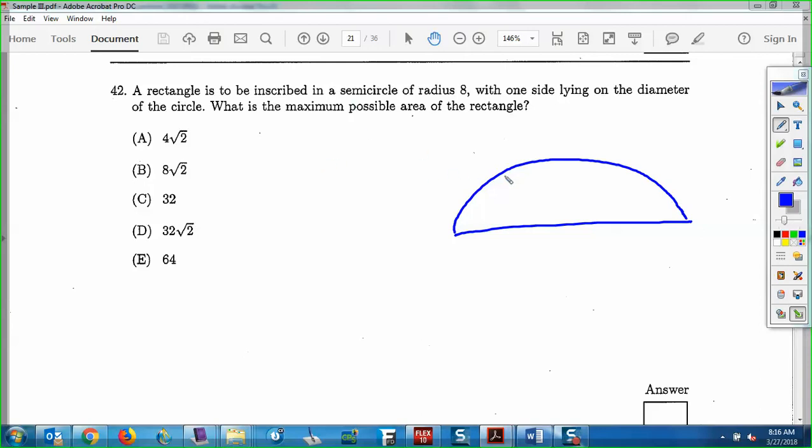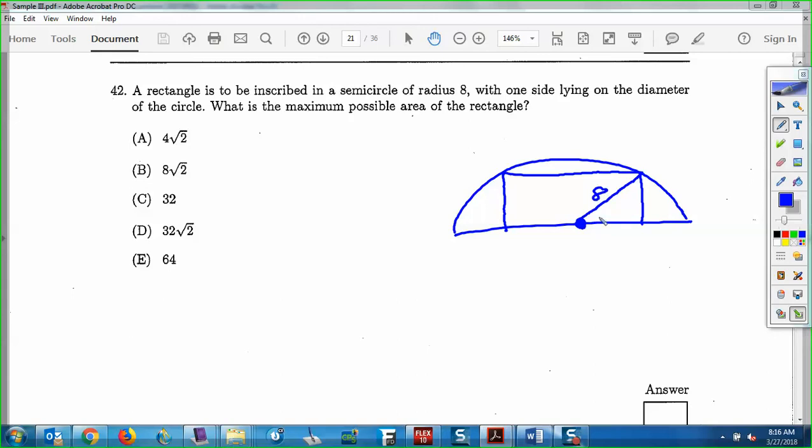Rectangles to be inscribed in a semicircle of radius 8. Now there are some assumptions we can make that it's going to be inscribed, it's going to be symmetrical, so it's going to be equal on either side of the center of the circle. So it's a radius of 8. That doesn't really help you along here, but what it does help you with is this diagonal right here. You know that's going to be 8.